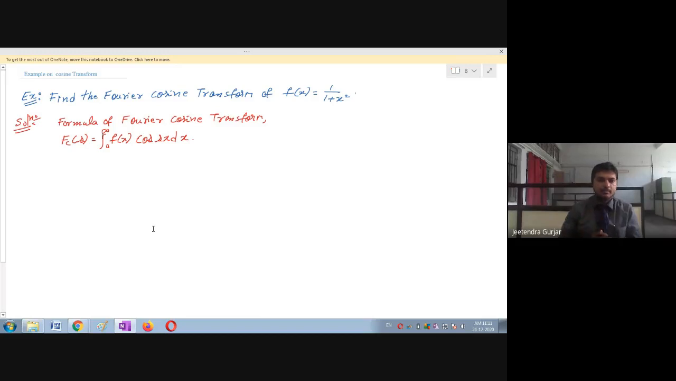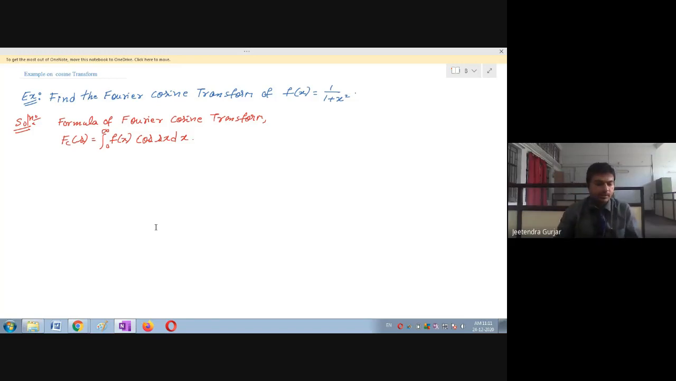Very important example this is, and it is not so easy. You can see this example. Find the Fourier cosine transform of f of x is given. Student, please remember, write the formula correctly. In the Fourier series we have seen so many mistakes you have done, right? So these mistakes you have to avoid and write the correct answer.